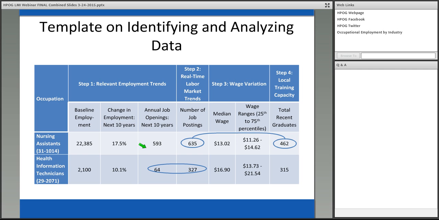In addition, for health information technicians, we see that the number of job postings far exceeds the number of projected job openings, indicating that there may be more demand in the Detroit metro area for health information technicians than what the traditional LMI data was showing us earlier.